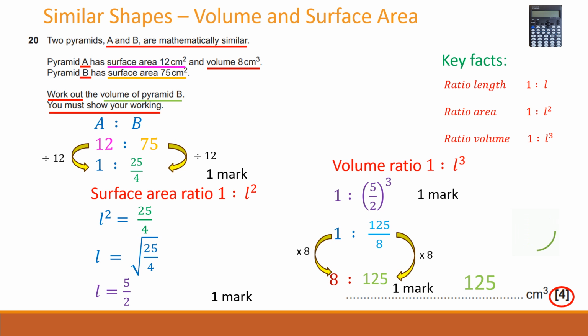Remember, tick where the marks are awarded, so use a different colour pen to mark your answers and give yourself a tick where the marks are awarded.